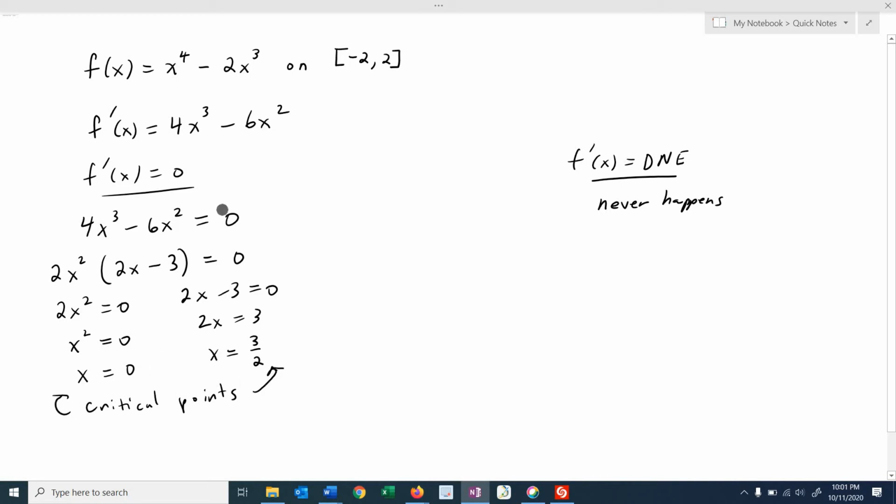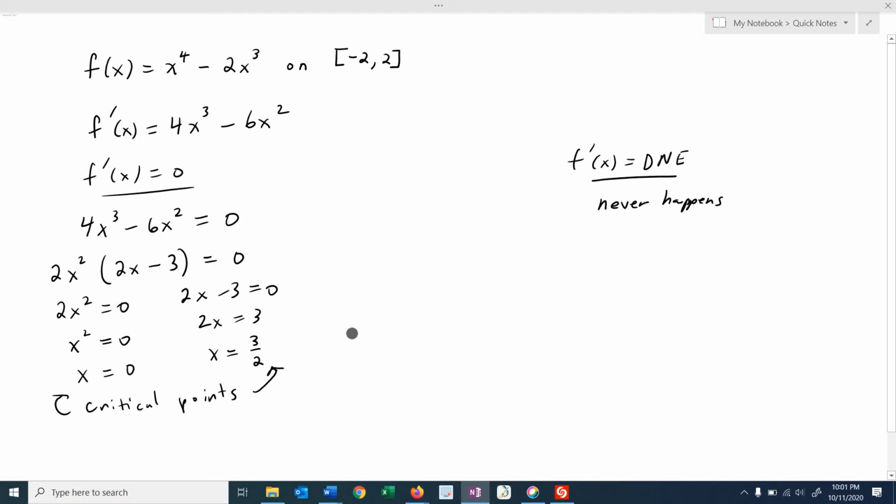It is possible that maybe we got a number here like x equals 7. If that happened, then it would not be a critical point, because 7 is not in the domain of the function. But both of these are in the domain, so they're both critical points. Now, these are possible locations of absolute maximums and minimums.